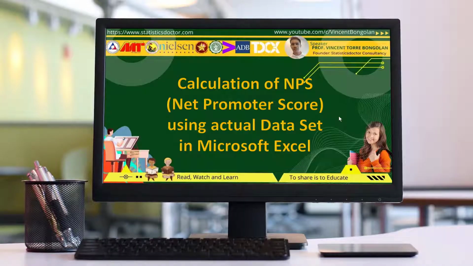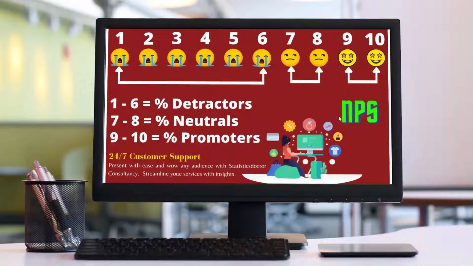This is again Professor Vincent Torre Bongolan. This is the calculation of the Net Promoter Score using an actual data set in Microsoft Excel. As I mentioned in my previous videos, a Net Promoter Score is a measure of the customer's satisfaction and loyalty, wherein the scores of 1 to 10 are subcategorized into 1 to 6 as detractors, 7 to 8 as neutrals, and 9 to 10 as promoters.